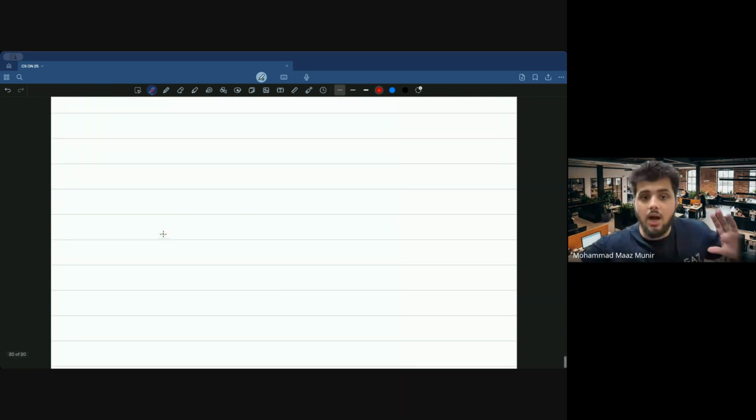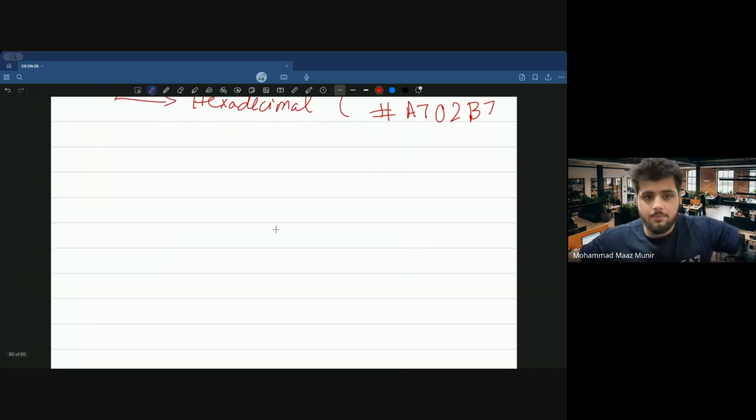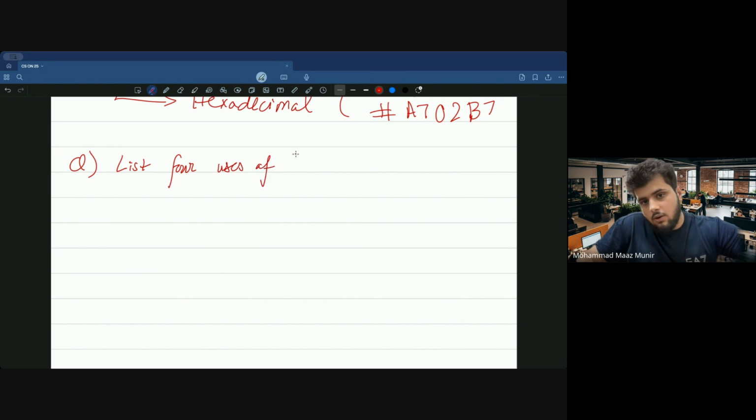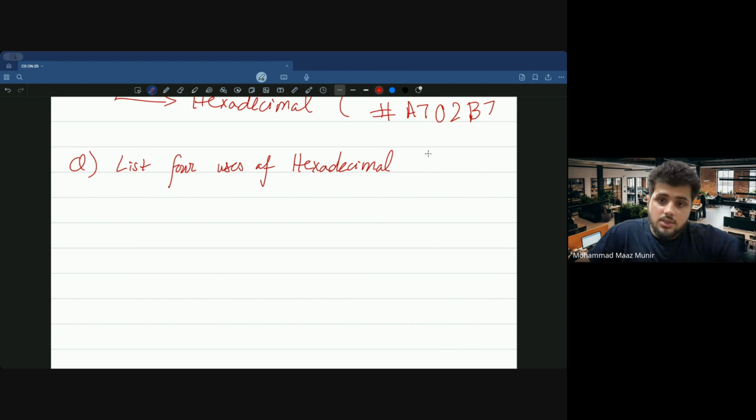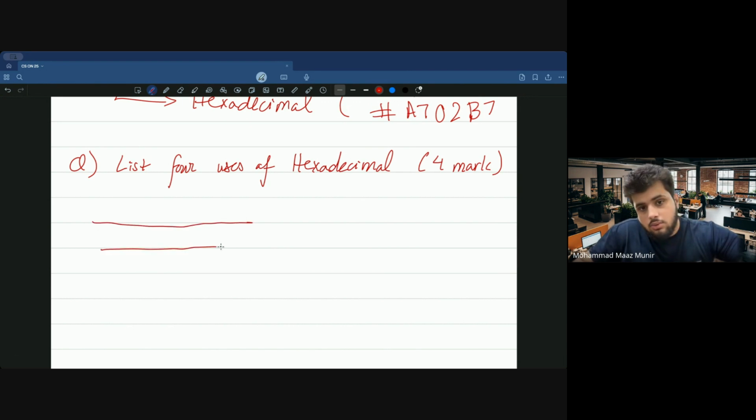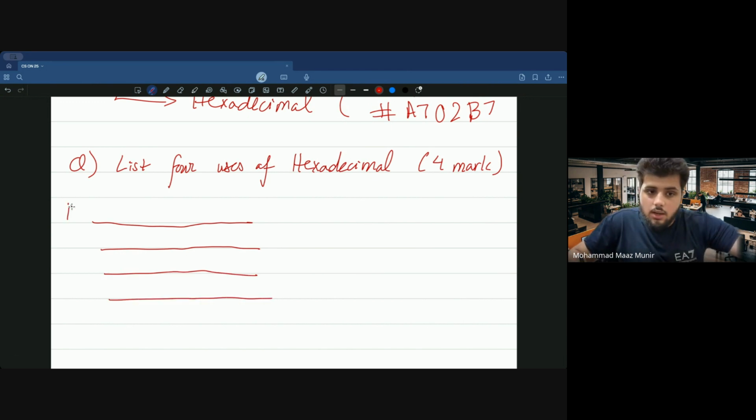Now, what type of question will you guys get? Let's do a past paper question. List 4 uses of hexadecimal. People say computer science is difficult. Now, guys, just let me know, is this a difficult question? It's a 4-mark question. You have 4 blanks up here, 1, 2, 3, and 4, and you have to write an answer.